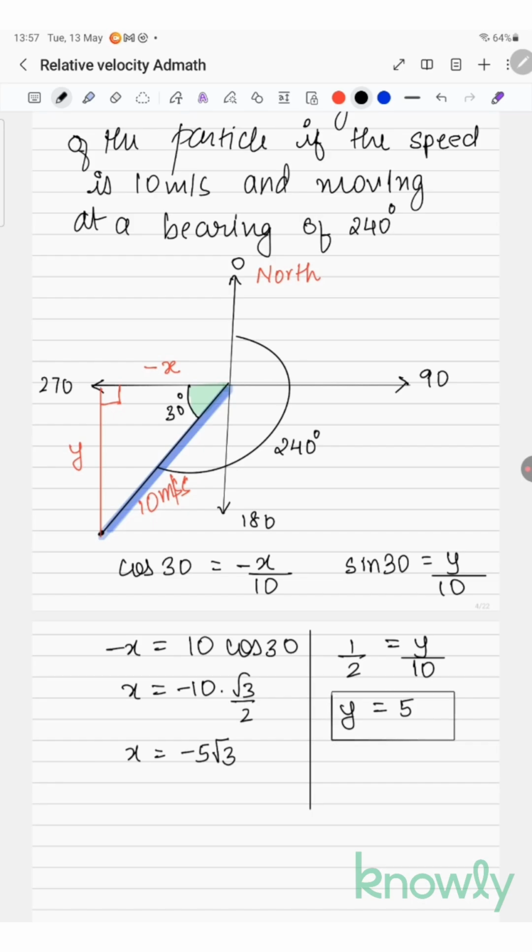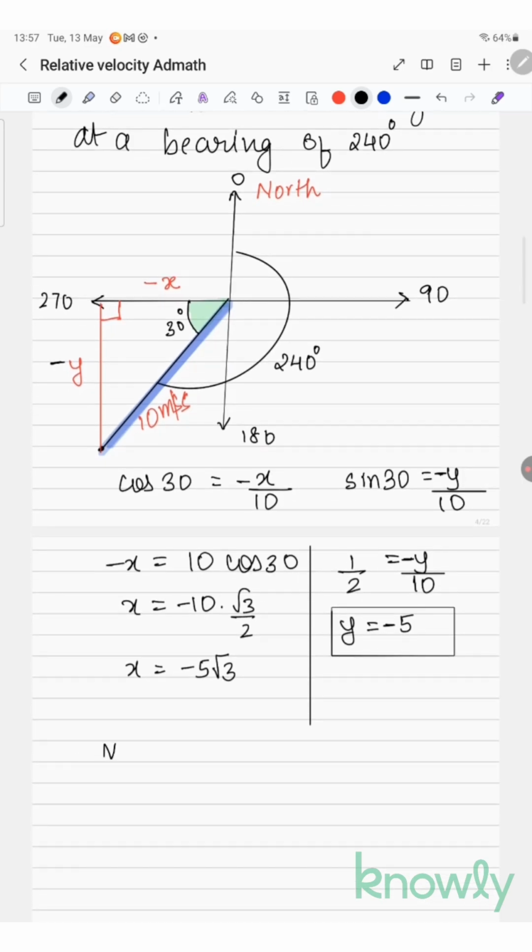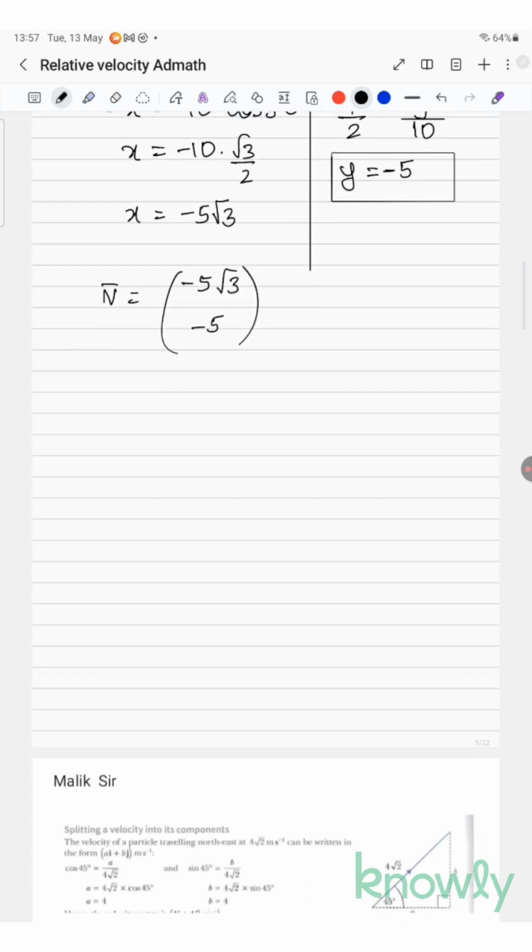Correct? And I know y is also in the negative direction, so this is minus y. So y equals minus 5. So what will be the velocity vector over here? Negative 5 root 3 comma negative 5. This is the velocity vector. I hope you understood.